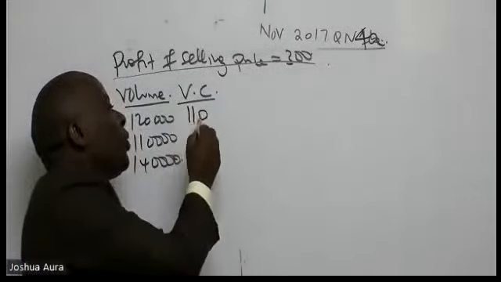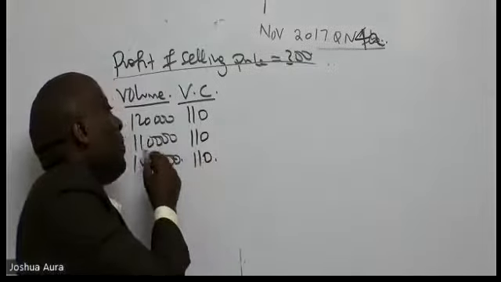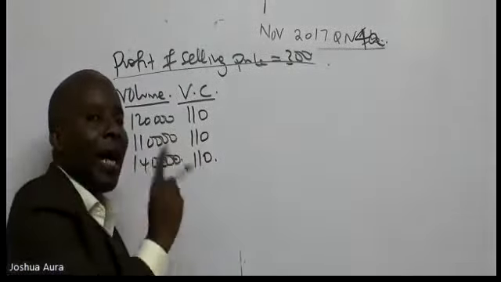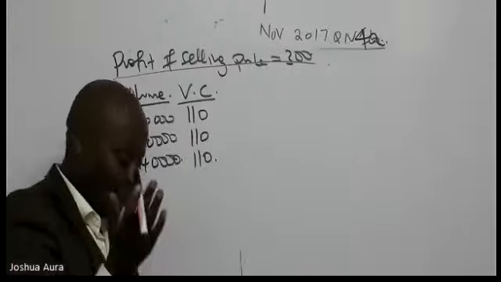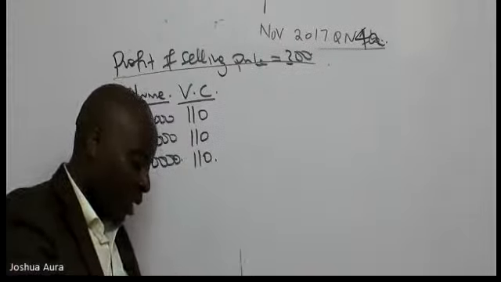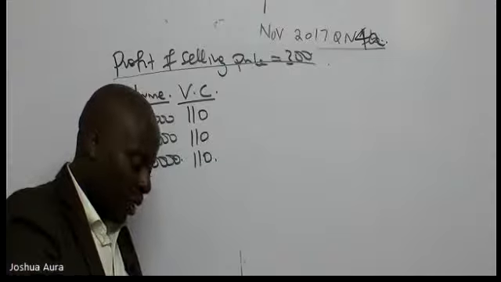Throughout, we shall use 110 throughout. Why? Because these quantities are more than 100,000. They are big. We are told the variable production cost will be 120 per unit for production volumes up to and including 100,000 units each year.